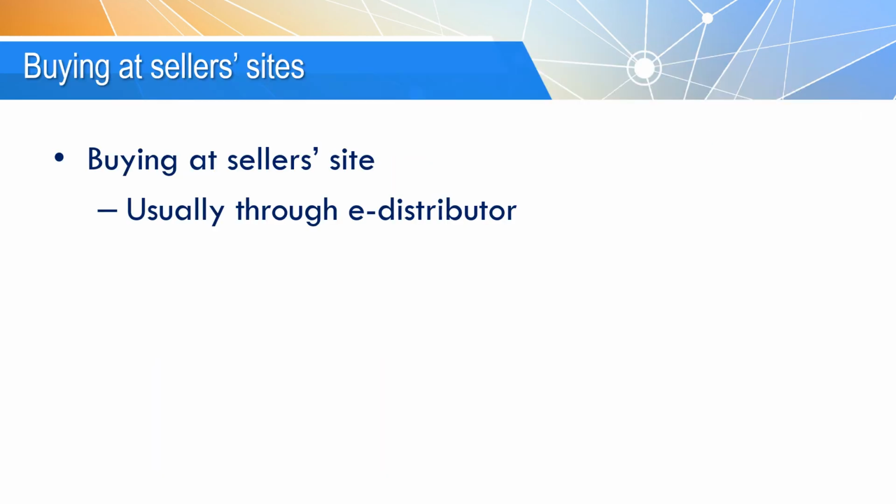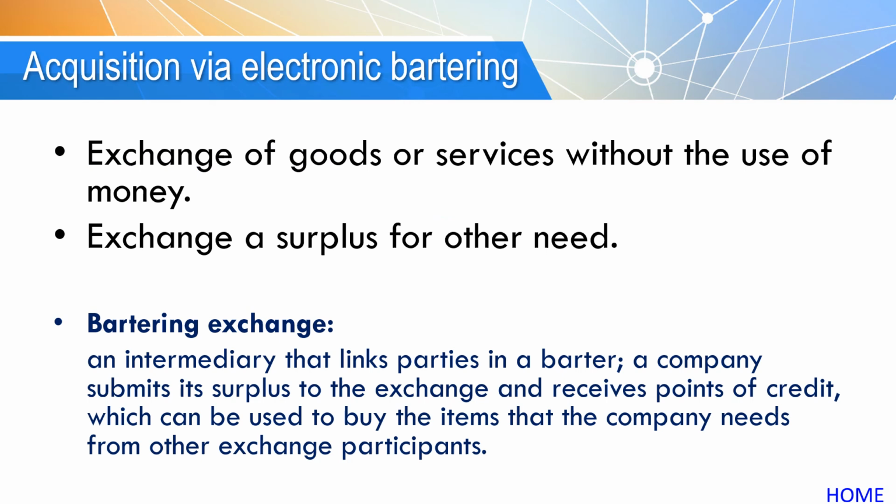So buying at seller side usually through e-distributor lah, siapa-siapa yang jual website biasa. Okay. Acquisition via electronic barter, ini konsep bartering, exchange of goods or services without the use of money. Exchange a surplus for other needs. For barter exchange, an intermediary that links parties in a barter. A company submits its surplus to exchange and receives points of credit which can be used to buy the item that the company needs from other exchange participants.